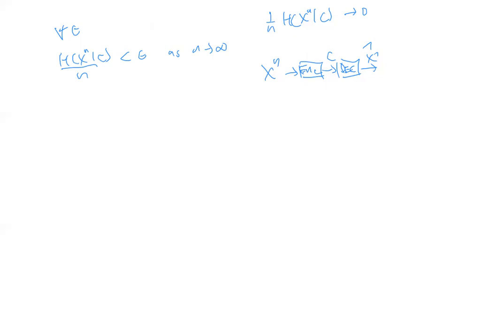Okay, so what I'm going to do is introduce some helper variable. I will call it E, just an indicator to indicate whether there's an error or not. So I say E is equal to 1 if Xn is not equal to Xn hat, which means there's an error. Otherwise, it will be no error, so we say equal to 0.